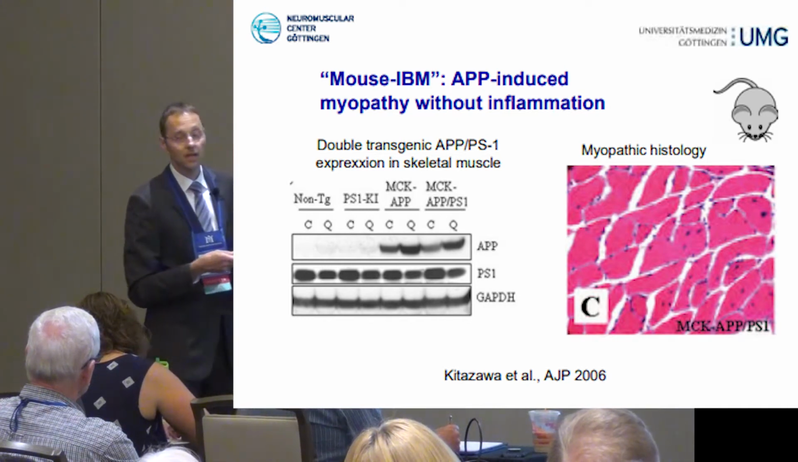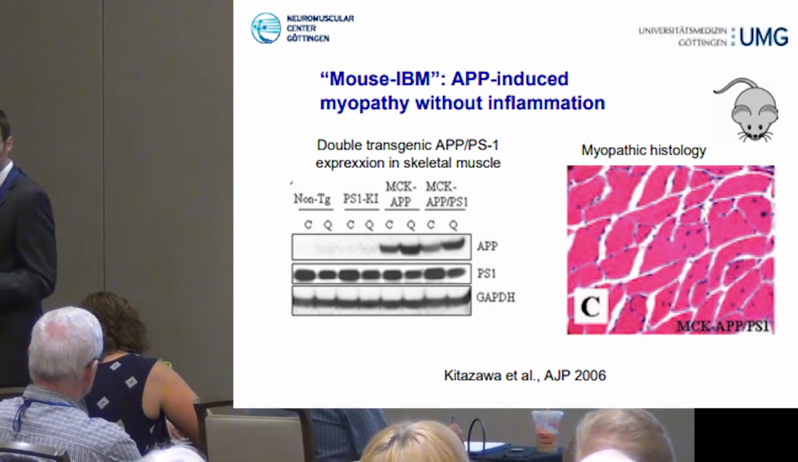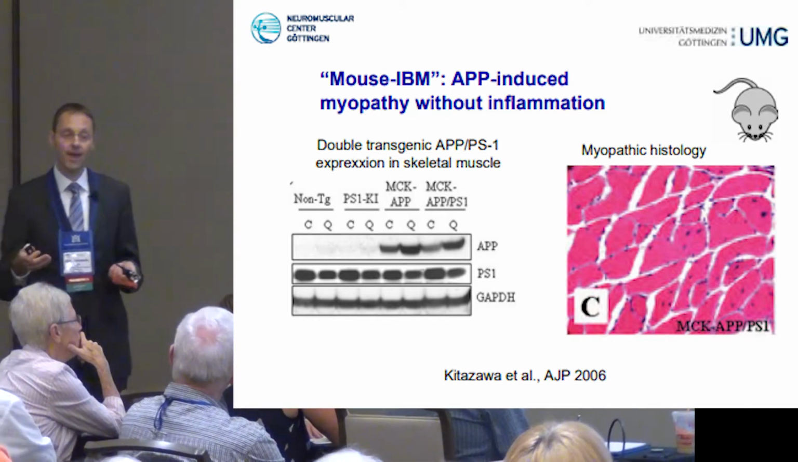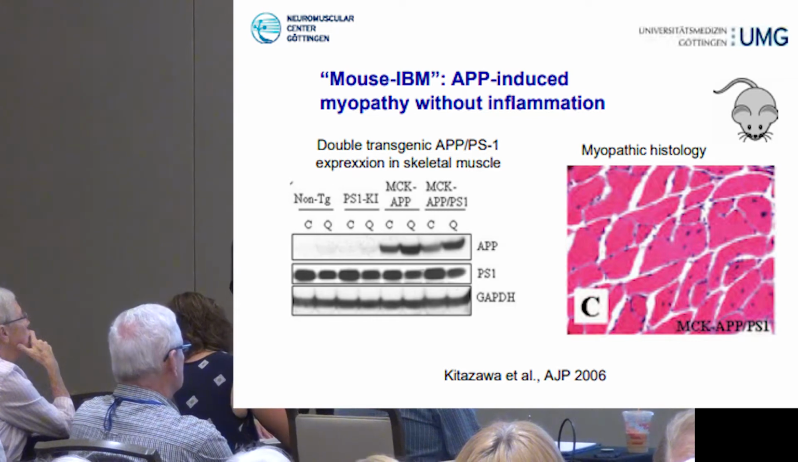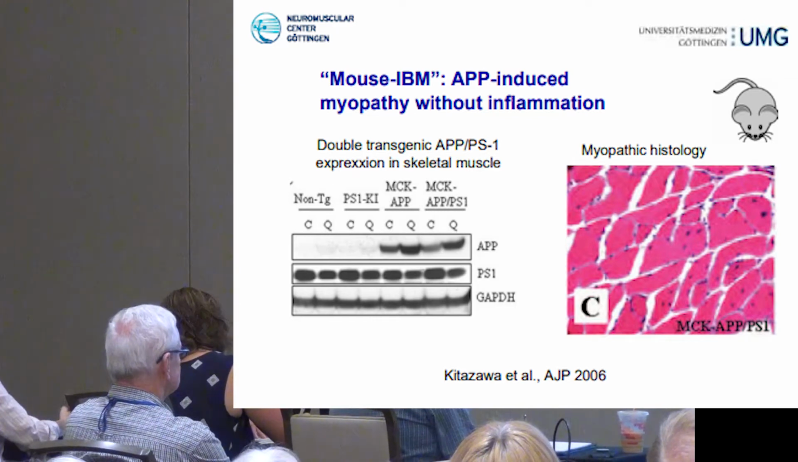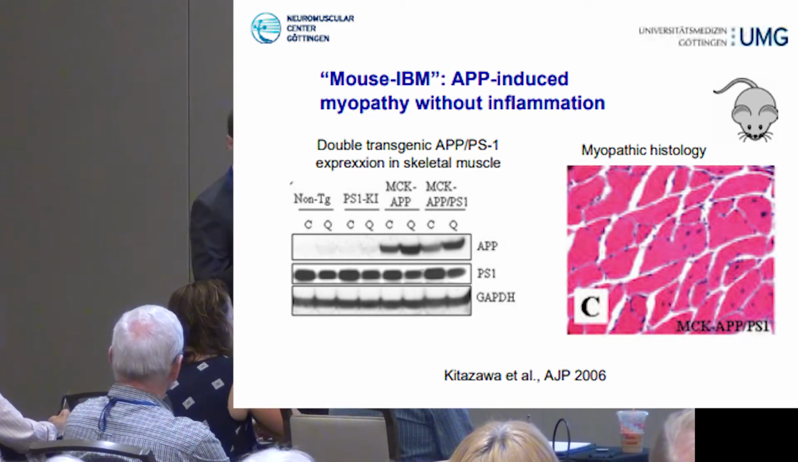Now what happened? These mice developed a myopathy. The skeletal muscle was impaired, and we could clearly see the damage in the skeletal muscle. But, you can guess, no information.